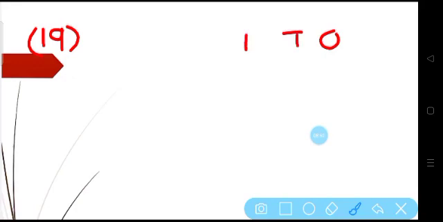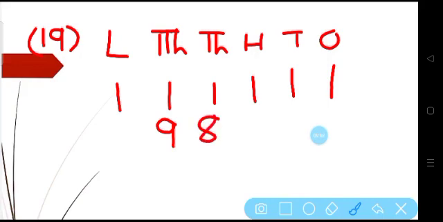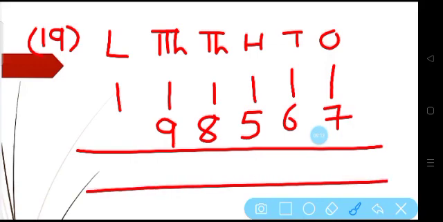So let me copy down the question for you. First one, this is the 19th one. We will write the place value chart. Ones, tens, 100, 1,000, 10,000, lakh. Okay. Here it is 1,11,111 and minuend they have given you this one and this is the subtrahend 98,567. Now start subtracting.